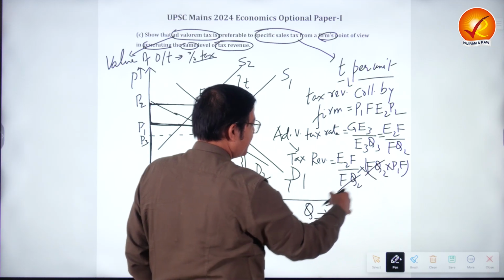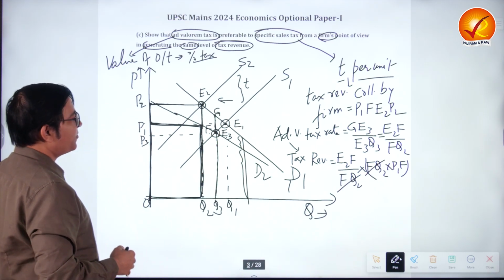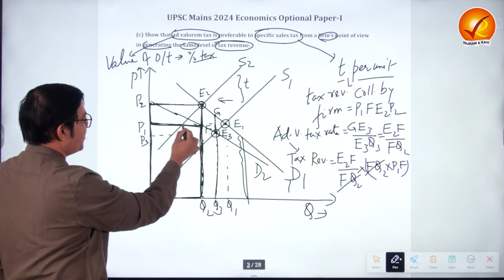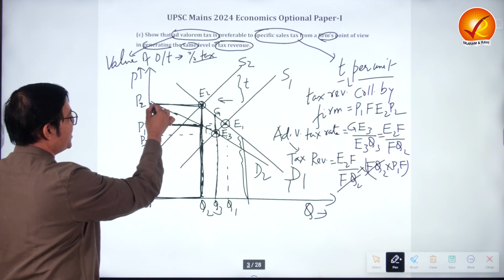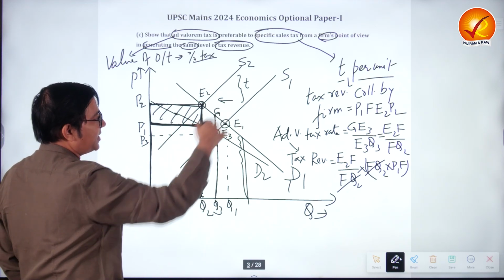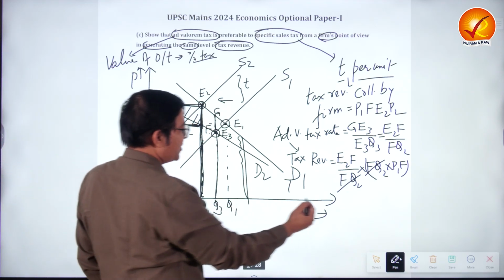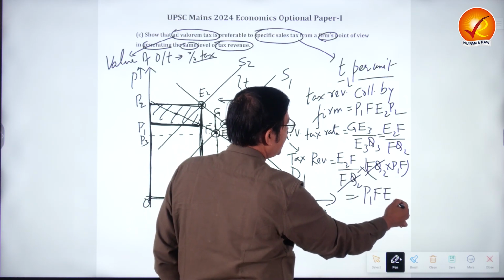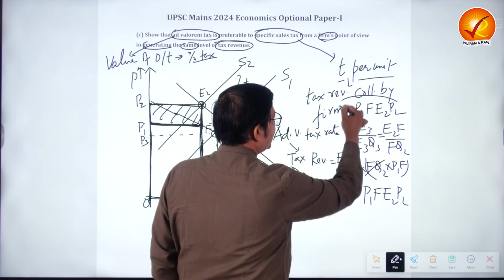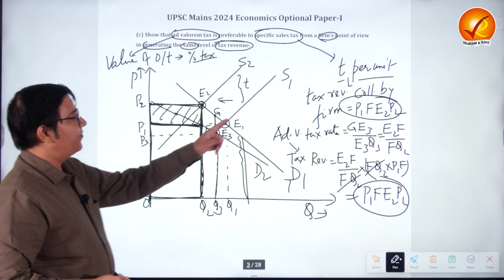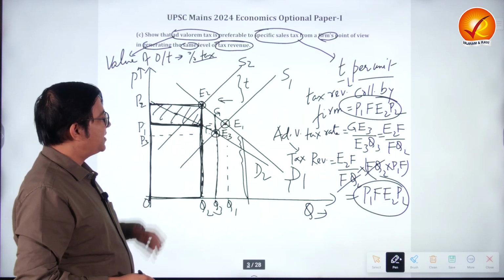Now this FQ2 will cancel out, and now look what we are left with: E2F into P1F, which is nothing but the area of this rectangle. This was the same revenue that was generated in the T per unit case. So this will be equal to the same thing, P1 F E2 P2. Basically the tax revenue collected is the same with the specific sales tax and the ad valorem tax.